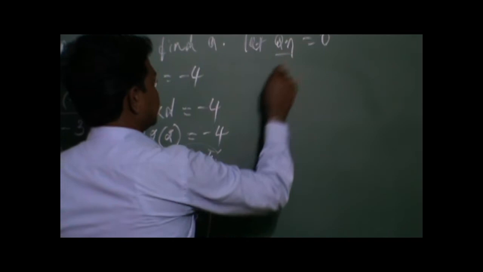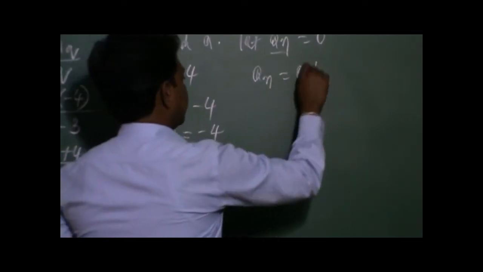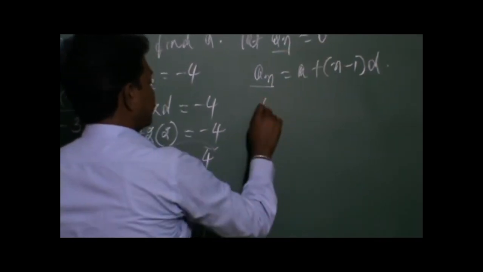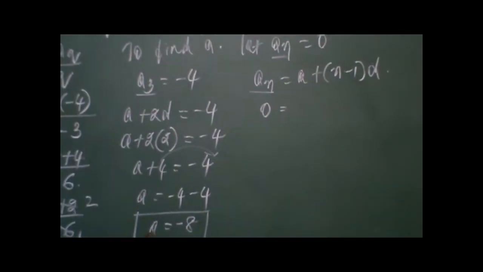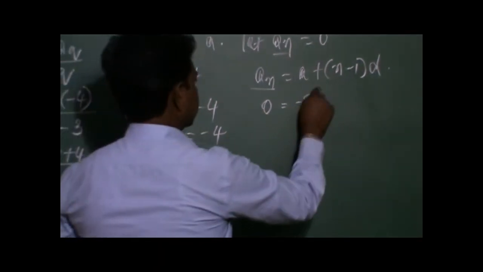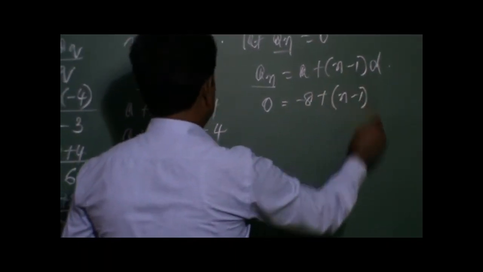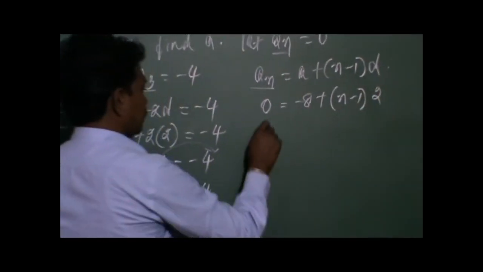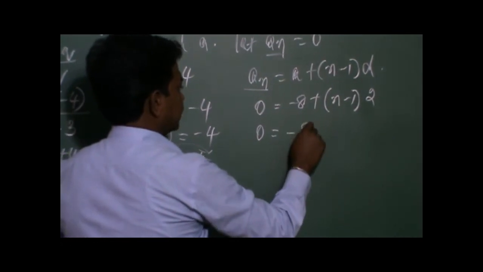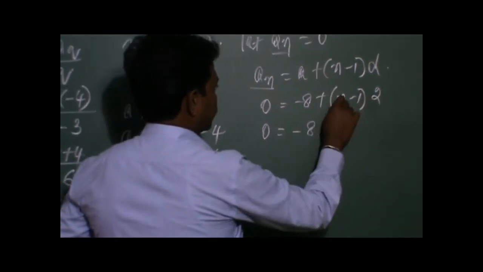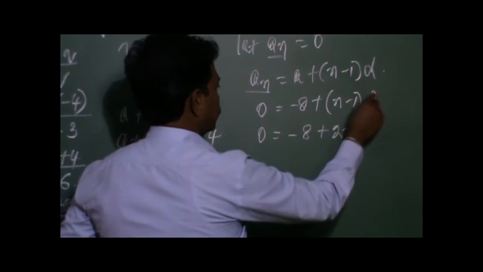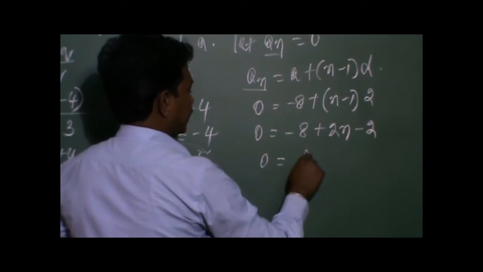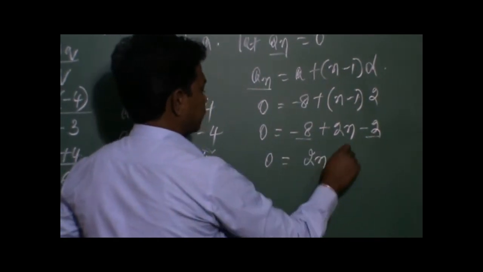So define the nth term. So an is equal to a plus n minus 1 into d. So nth term we have considered it as 0 is equal to a stands for minus 8 plus n minus 1 into value of d, which is 2 here. So 0 is equal to minus 8, 2 into n is plus 2n, 2 into minus 1 is minus 2. So 0 is equal to 2n minus 8 minus 2, which is minus 10.